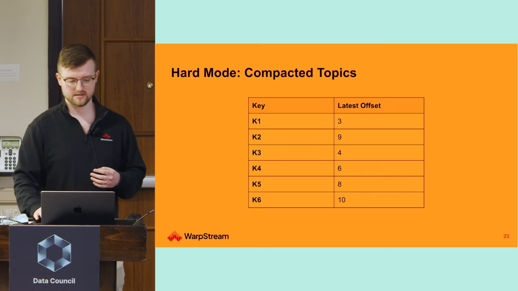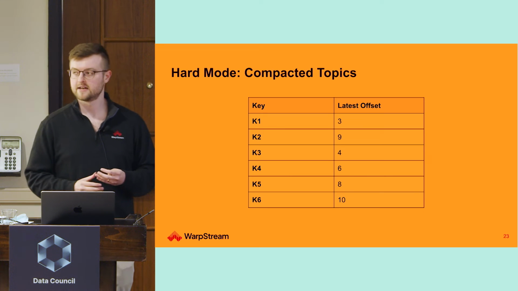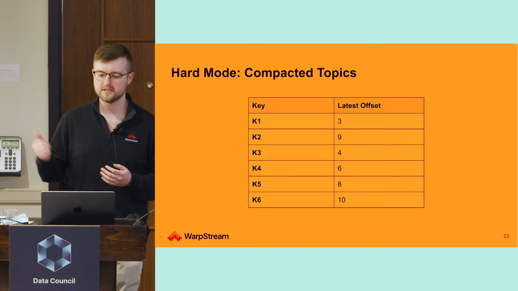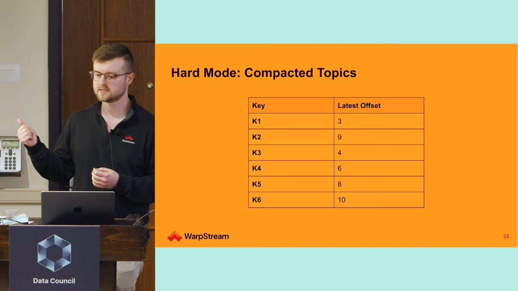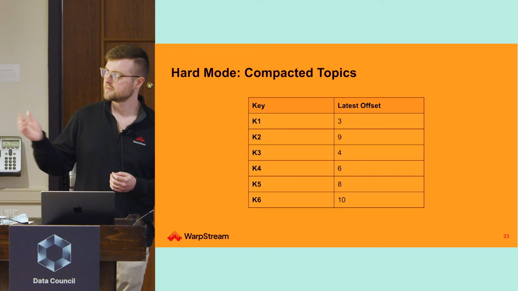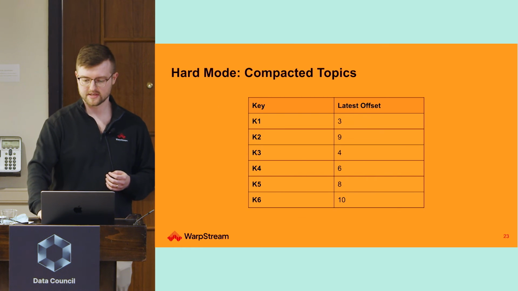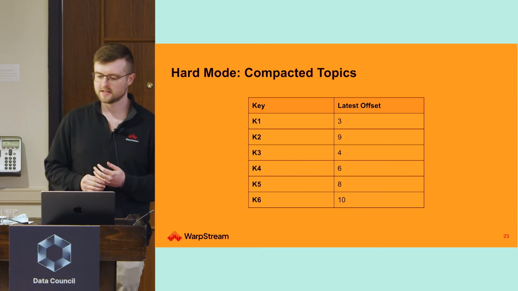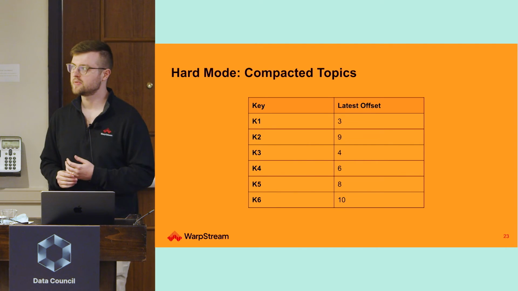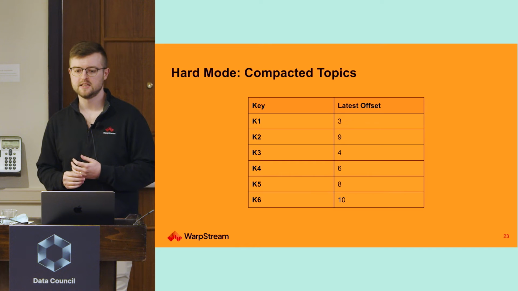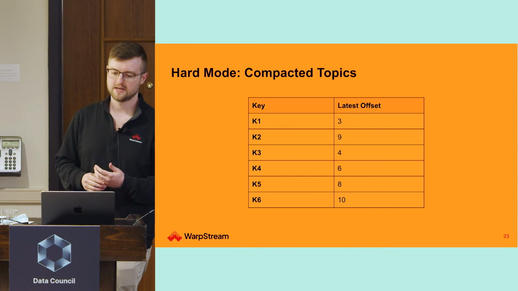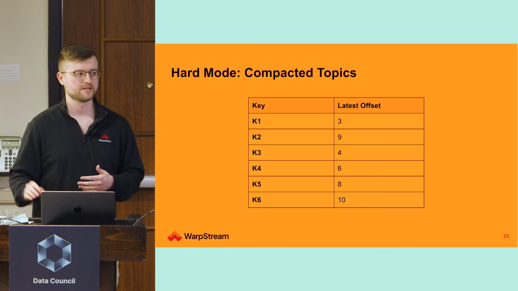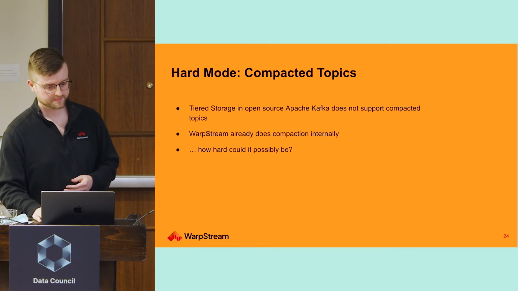How would we do that in WarpStream? Ideally, you want a data structure that looks something like this. These numbers came from the previous slide. You want a data structure where you have a map from each key to the latest offset that key appears at within the topic partition, because this happens at a per topic partition level, not globally.